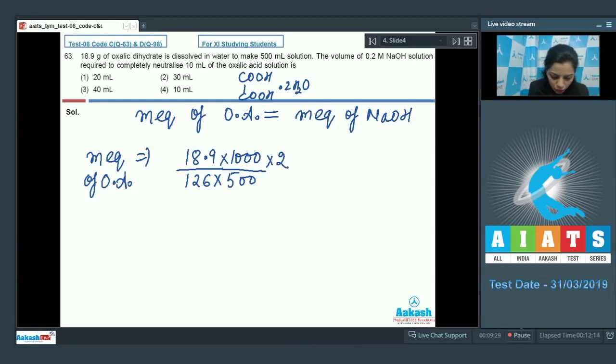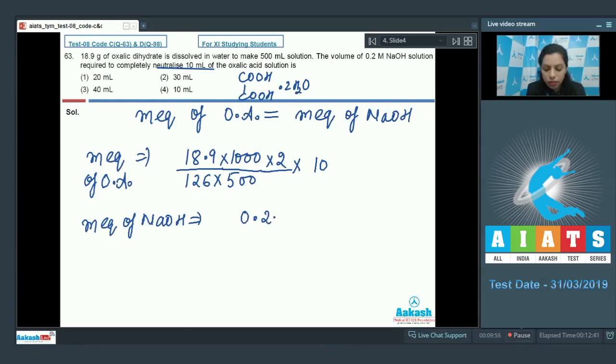Now multiply n factor to it. So this is the normality, and now just multiply the volume that you are taking. 10 ml of this acid you are taking for the titration, for the neutralization process. It means the volume becomes 10 ml. These are the milli equivalents of oxalic acid. Now what would be the milli equivalents of NaOH? NaOH has the molarity 0.2. What is its n factor? That's 1. And what is its volume? Let's assume this is V. And this is equal to 0.2 V. These are the milli equivalents of NaOH.